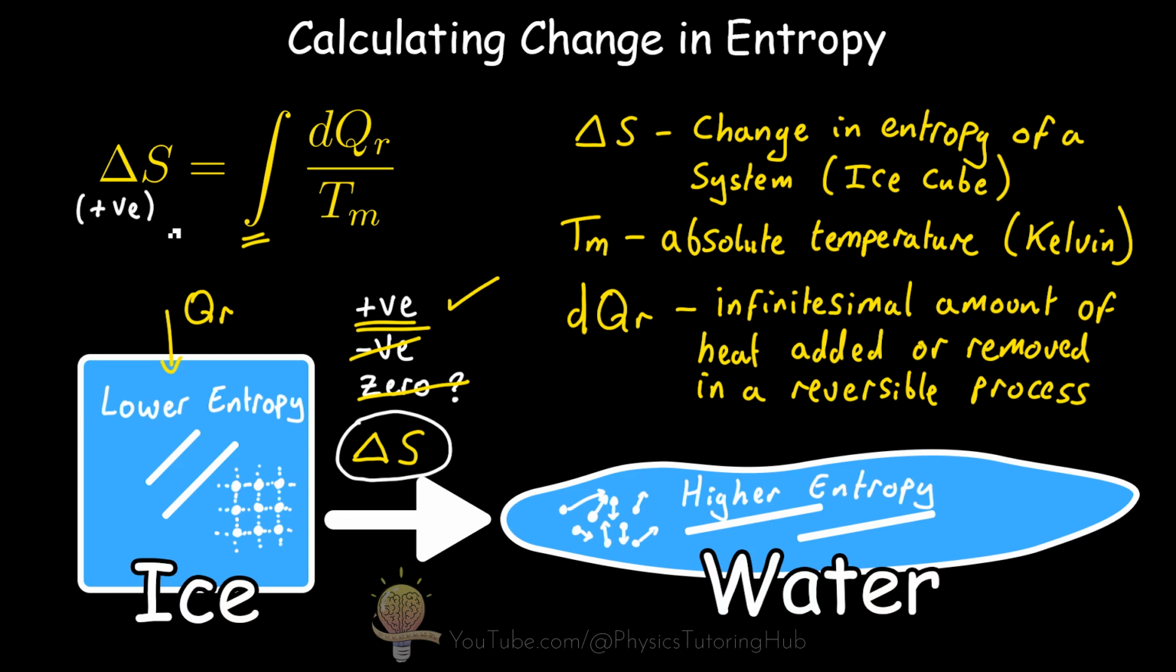So first, we're going to assume that the ice cube melts so slowly that it can be considered a reversible process. For a process to be reversible in thermodynamics, it needs to happen in such a way that each step of the process is nearly in equilibrium with its surroundings, allowing it to be theoretically reversed.